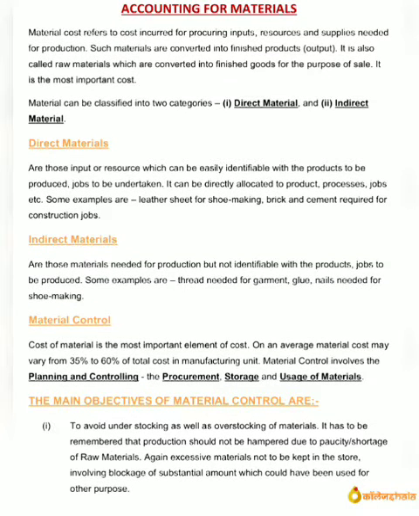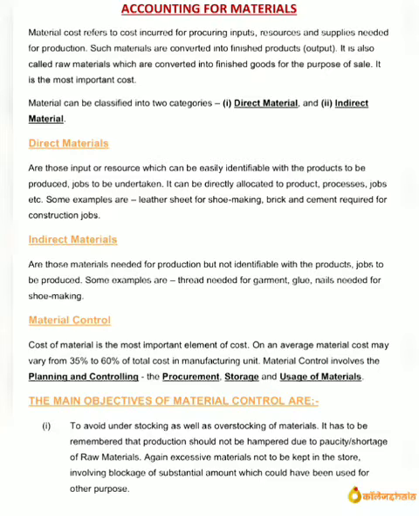Now, since this is the most important item of cost, material cost control is very, very important for an organization. It has been found that in Indian industry, on an average, material cost may vary from 35% to 60% of total cost in a manufacturing unit. Material control involves the planning and controlling procedure. Basically, procedure means purchase procedure, storage and usage of material.